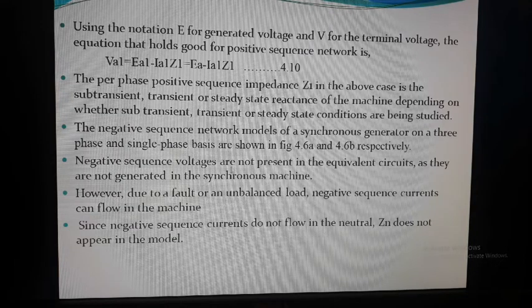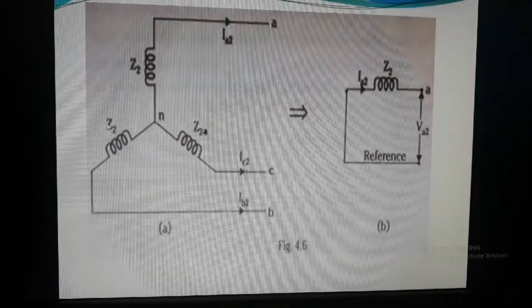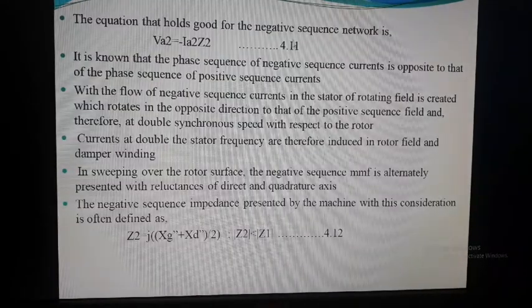The negative sequence voltages are not present in the equivalent circuit, as they are not generated in the synchronous machine. However, due to a fault or an unbalanced load, negative sequence currents can flow in the machine. Since negative sequence currents do not flow in the neutral, Zn does not appear in the model. So, in the negative sequence model, Zn does not appear because no neutral current will be flowing. Now, the equation which holds for the negative sequence network is Va2 = -Ia2 Z2.